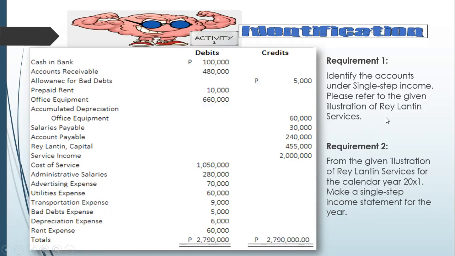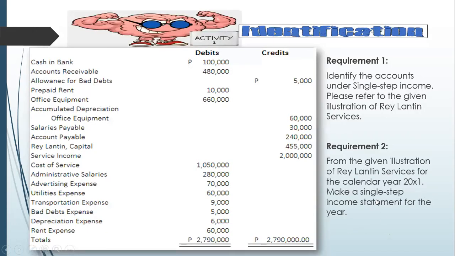So, madali na lang siya. Siyempre, bakit? Na-determine nyo na, na-identify nyo na yung accounts under single step income. Automatic, makakapag-prepare na po kayo ng single step income statement. So, madali lang siya. I-identify nyo lang dyan kung ano po yung mga expenses and yung service income na gagamitin natin. Okay? So, ito po yung clue. Hindi po lahat ng accounts dito ay isusulat nyo. I-compute nyo. So, i-identify nyo lang dyan kung saan yung mga expenses and yung service income na gagamitin.